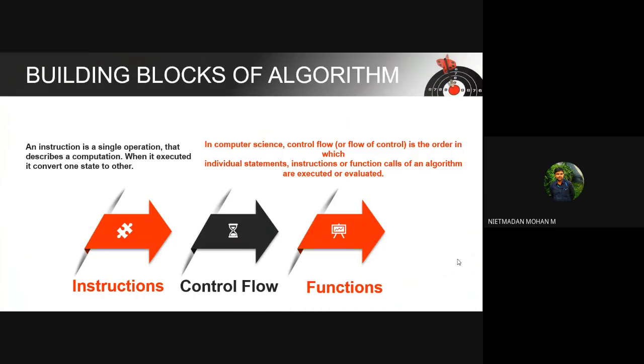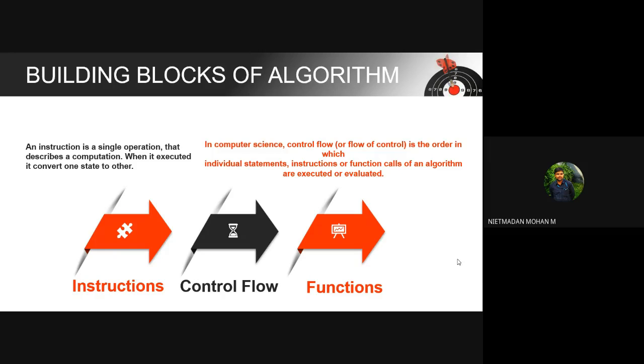There are 3 kinds of building blocks: instruction, control flow and function. An instruction is a single operation that describes a computation. When it executes, it converts one state to another. What we saw in the previous class, go to step 5 and go to step 6, are instructions. If one state has been completed, the next state is automatically executed. Once the result has been generated, the program will be terminated. So this comes under the instruction.